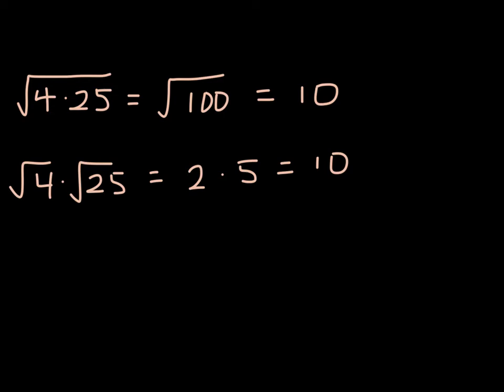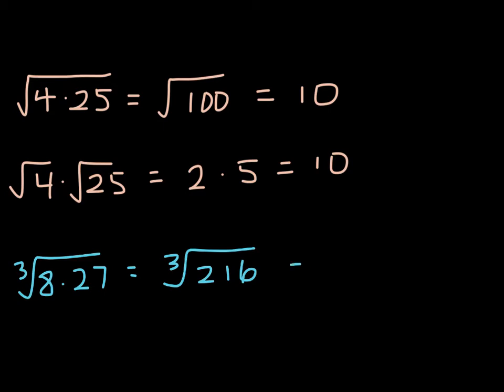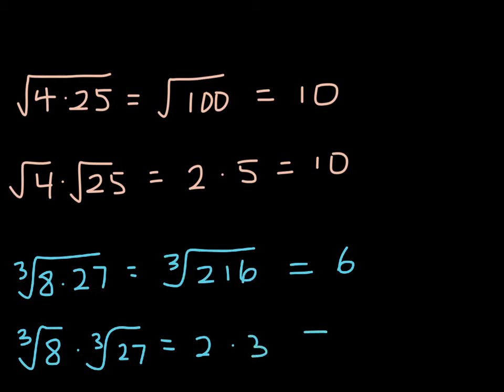Also, look at this, the cube root of a product, 8 times 27. This is the cube root of 216, which is 6. Now consider the product of cube roots. So the cube root of 8 times the cube root of 27. This would be 2 times 3, which is also 6. So once again, we see that the cube root of a product is equivalent to the product of cube roots.